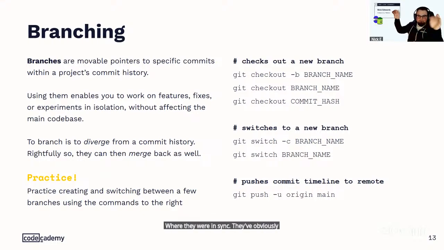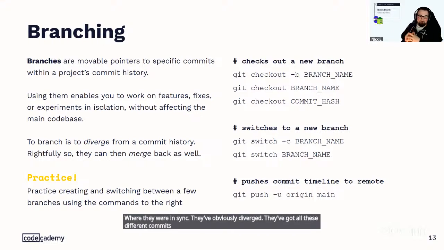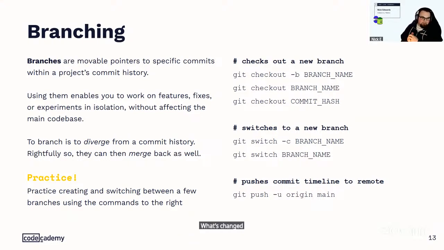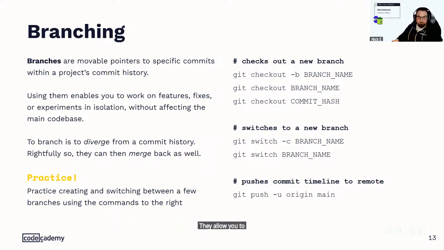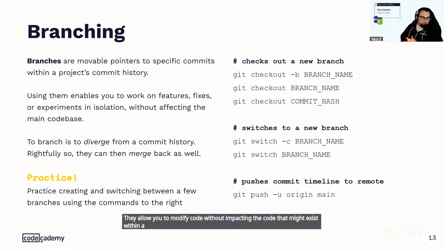They've got all these different commits here. We need to merge these back together. What's changed since the last time that they diverged? Hopefully that makes sense. But at the end of the day, the key takeaway here is that branches are essentially just isolated environments. They allow you to modify code without impacting the code that might exist within an environment or branch that other people are sharing or using actively.